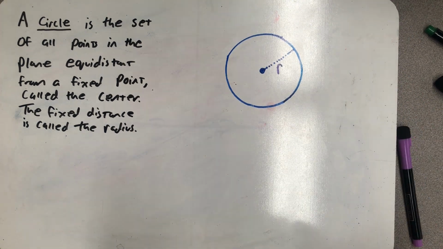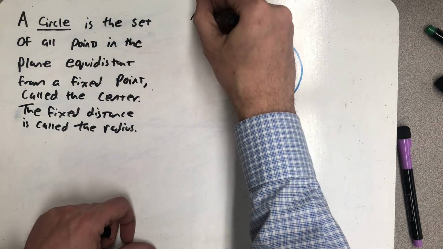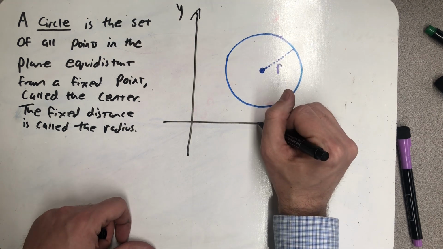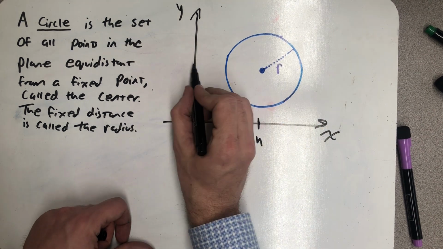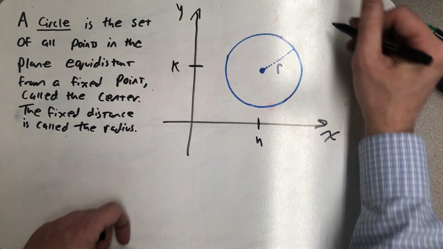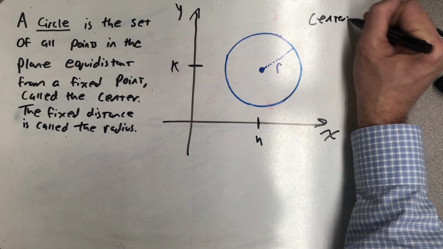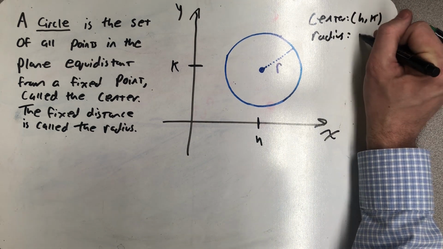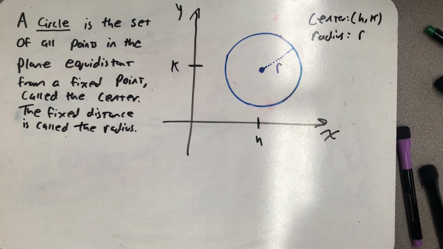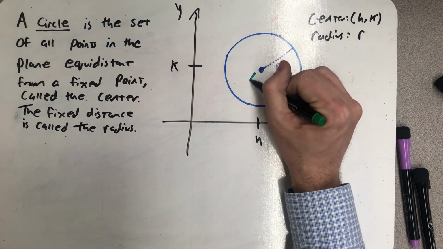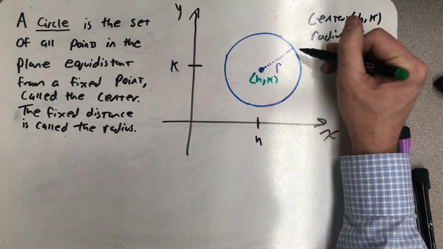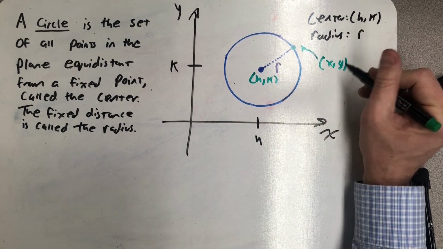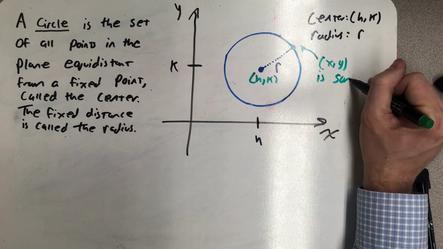Well, to develop an equation for it, I want to pretend that I have an x-axis and a y-axis somewhere. It doesn't really matter where. And I'm going to call the x-coordinate of the center h and the y-coordinate of the center k, so that the center is at h comma k, and again this radius I've labeled r. So all of a sudden the center is not just any point, it's h comma k, and I'm going to let this point on the outside of the circle be some x, y. So x comma y is some point on the circle.